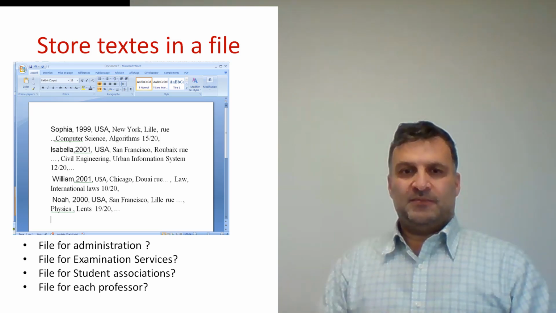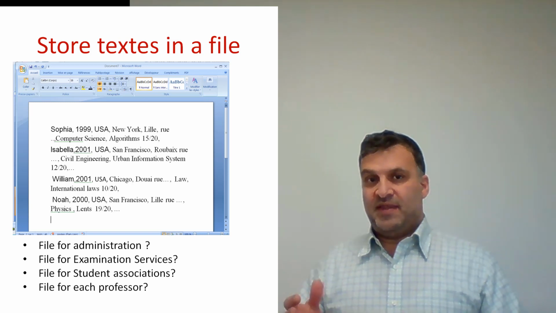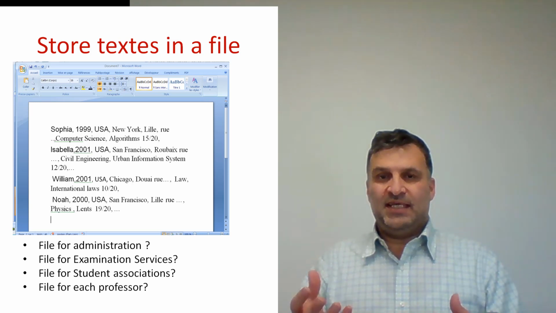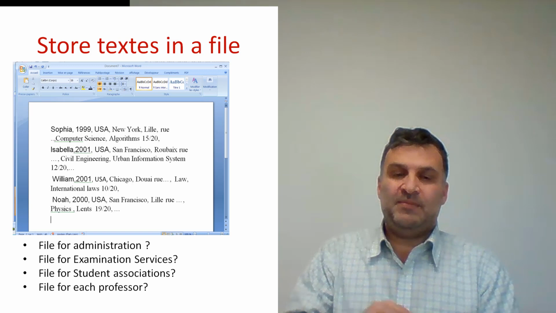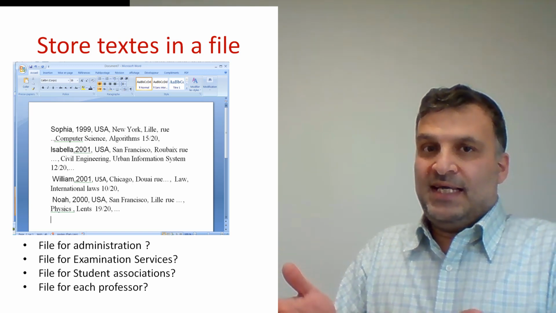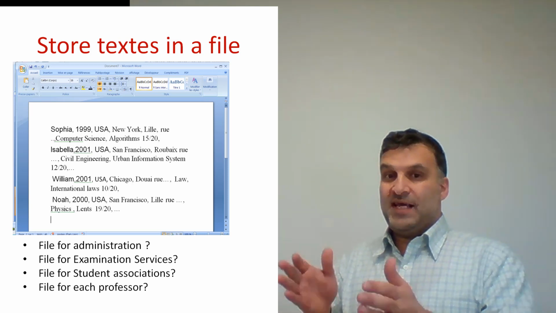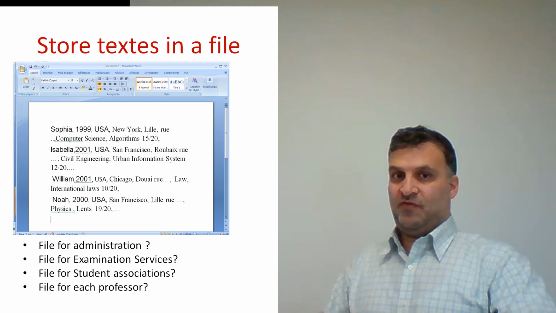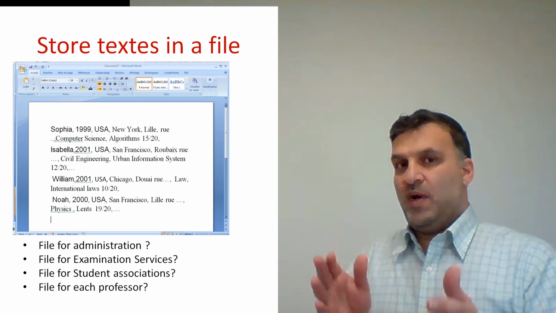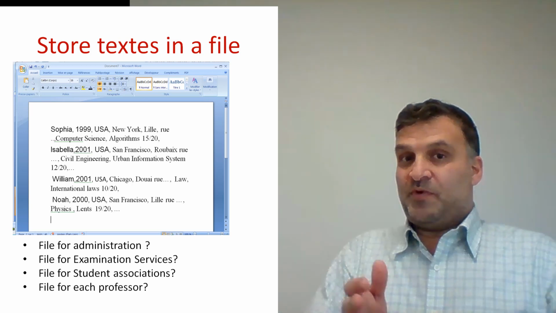We have William, etc. We can register this data in a file, but the problem is: how can we exchange the data, and how can we find specific types of data? If we store this data in files today, we need to make many files. One file for the examination department, one file for administration. Do we need a file for each professor, for example?